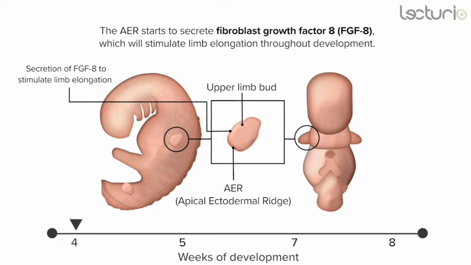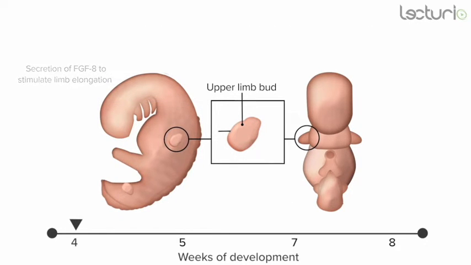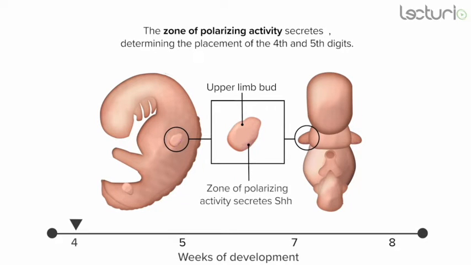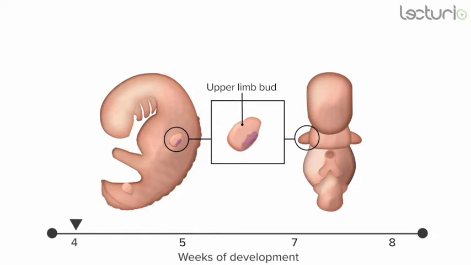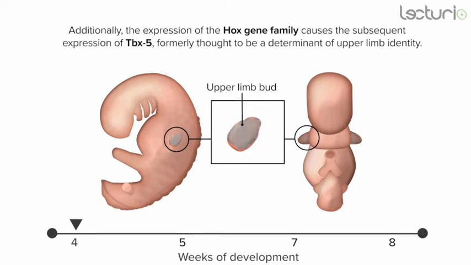The AER starts to secrete fibroblast growth factor 8, FGF8, which will stimulate limb elongation throughout development. The zone of polarizing activity secretes sonic hedgehog, determining the placement of the 4th and 5th digits. Additionally, the expression of the Hox gene family causes the subsequent expression of TBX5, formerly thought to be a determinant of upper limb identity.